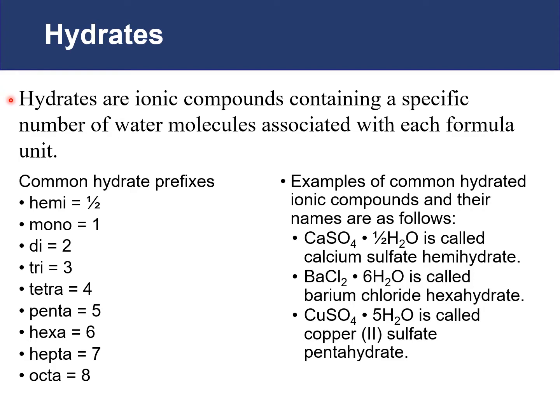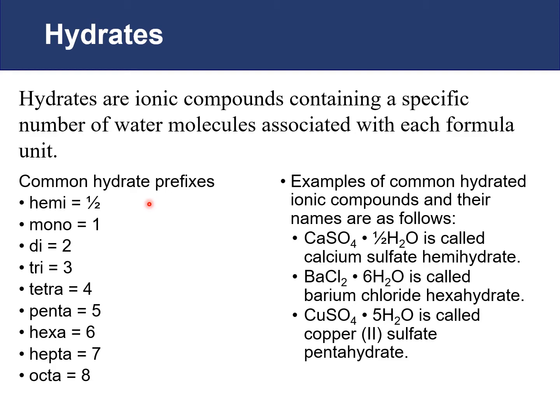Hydrates are ionic compounds that contain a specific number of water molecules associated with each of the formal units of the ionic compound. These generally come in whole number ratios, although it is possible for them to come in things like a half. When we go about naming hydrates, in essence saying how many water molecules are associated with each formal unit of an ionic compound, we do that by adding a prefix to the word hydrate.